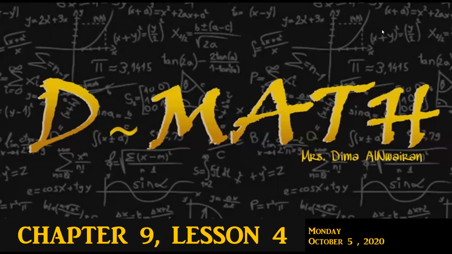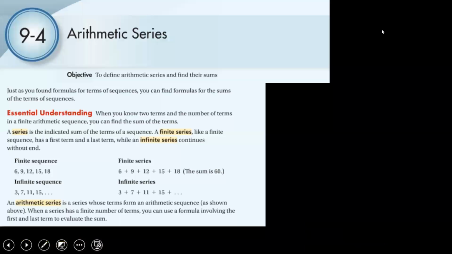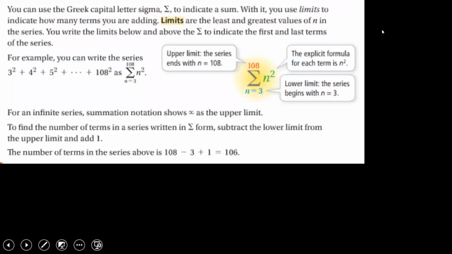Yesterday we continued. We talked about the arithmetic series, and we stopped, as I remember, at the sigma. We said that if I need to write the sigma, I have to write the lower limit, the upper limit, the beginning number and the ending number, and I also have to find the explicit formula. After I find these two things, I can write the explicit formula.